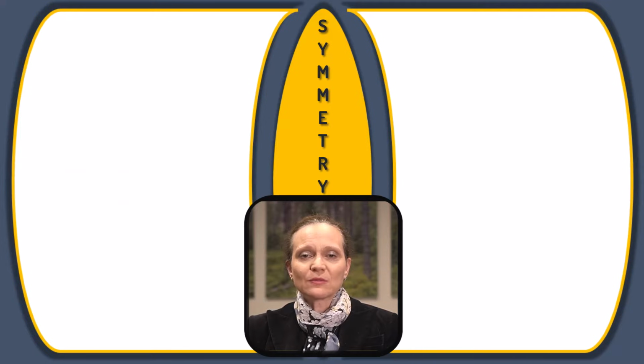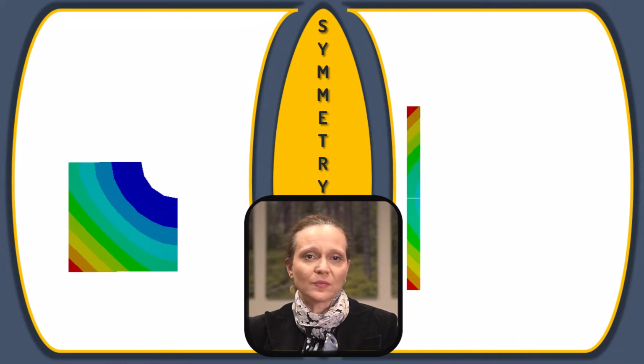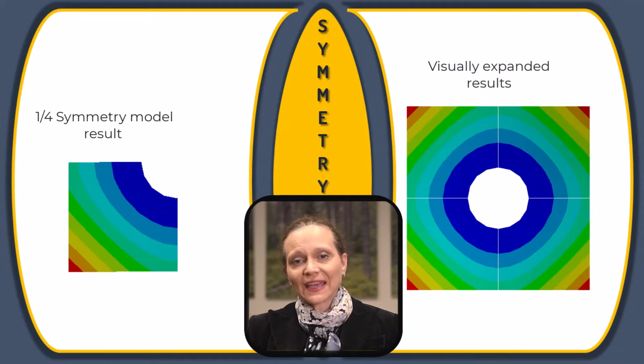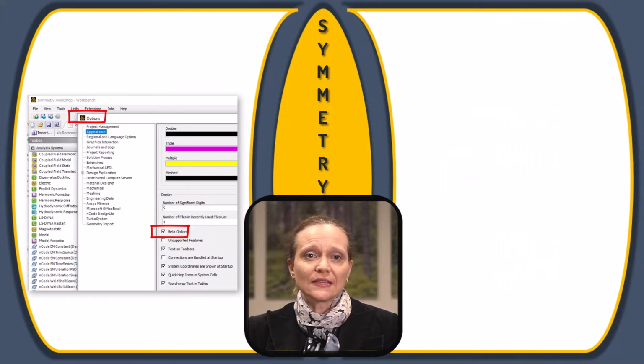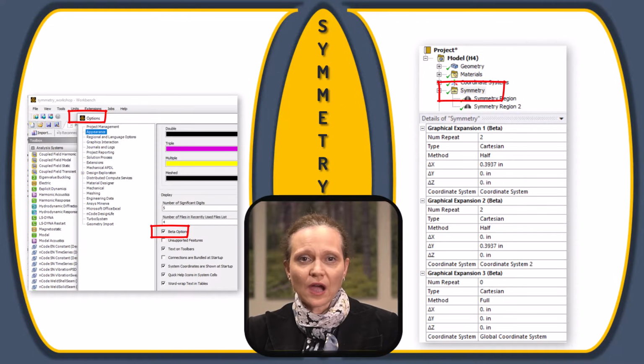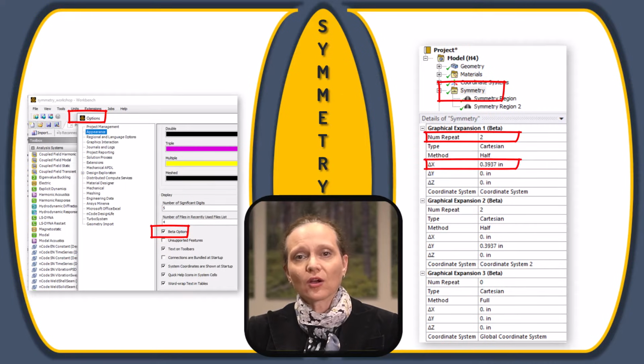The results of a quarter symmetry model can be visually expanded to represent the full model results. In Mechanical, visual expansion of the symmetry model results is a beta feature that needs to be turned on under Options, Appearance, Beta. In the Details view under Symmetry in the tree outline, the number of repeated symmetry segments needs to be defined along with a small overlap value in the symmetry normal direction. If there are two planes of symmetry, then two graphical expansions would need to be defined, one for each symmetry plane.